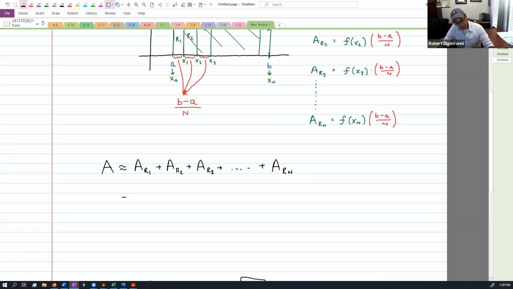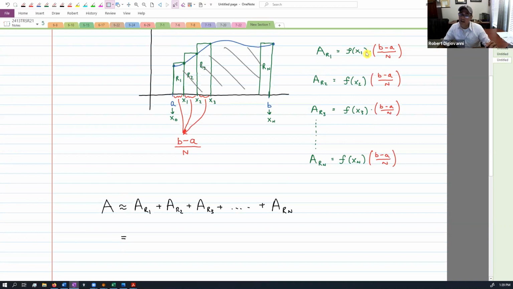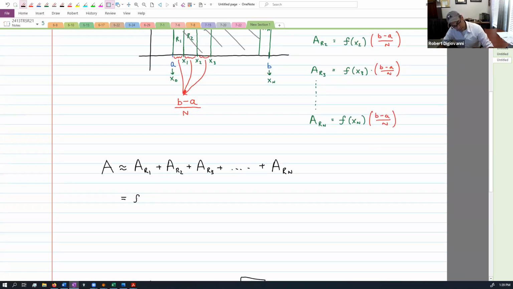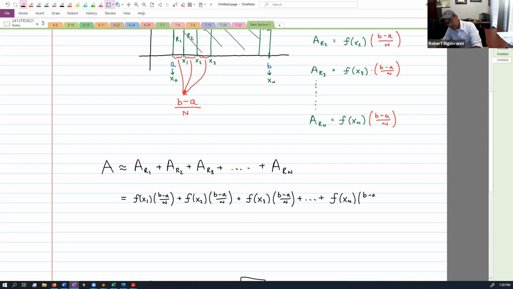And that would be equal to, well, I could just start writing out each formula. F of x sub 1 times b minus a over n plus f of x sub 2 times b minus a over n plus f of x sub 3 times b minus a over n plus, and I keep doing that until I get to the very last one, f of x sub n times b minus a over n.